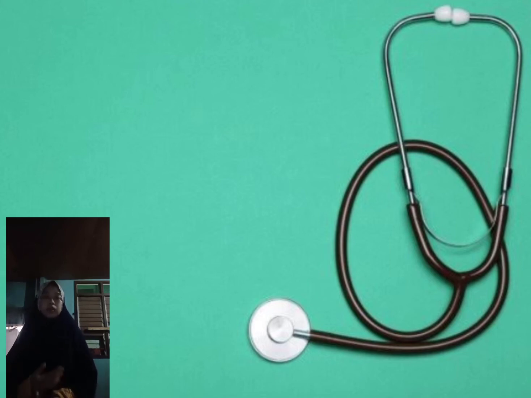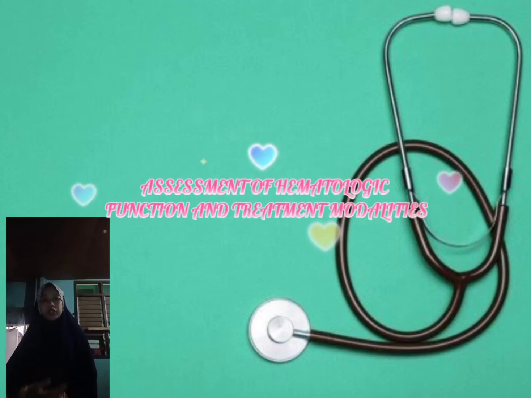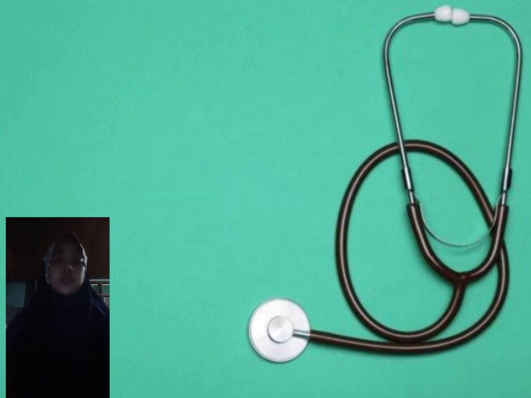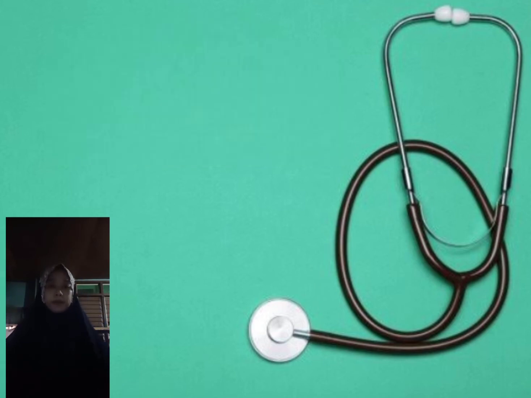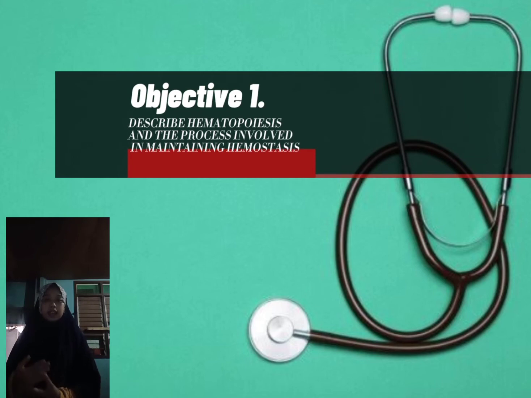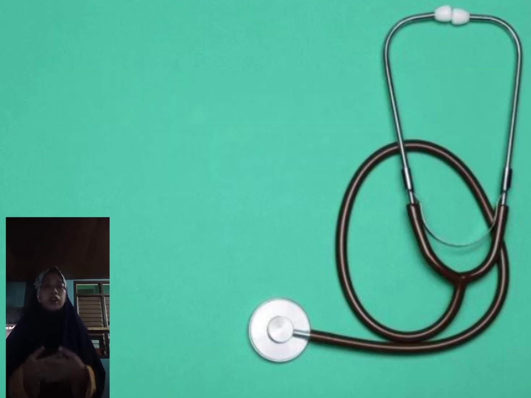I'm going to tackle the assessment of hematologic function and treatment modalities. We have five learning objectives. The first is to describe hematopoiesis and the process involved in maintaining hemostasis. Hematopoiesis is the production of all types of blood cells, including the formation, development, and differentiation of blood cells.